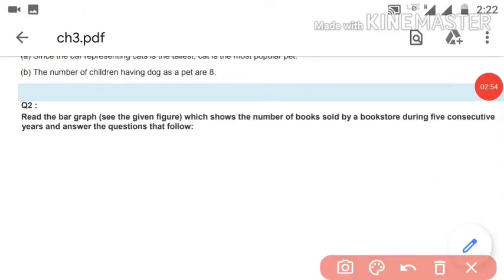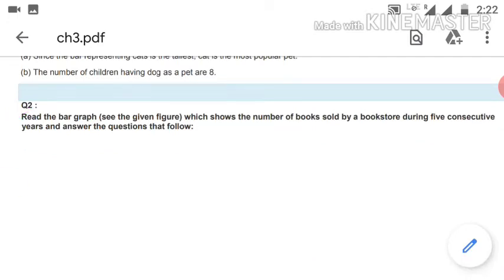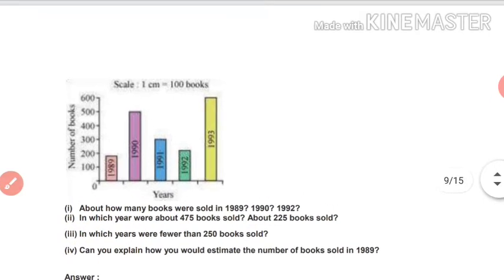Question number 2. Read the bar graph, see the given figure, which shows the number of books sold. The number of books sold is given in the figure by a bookstore during 5 consecutive years, and answer the following questions. For 5 different years the number of books sold is given in the graph. Okay, let's see the graph. So this is the given graph.